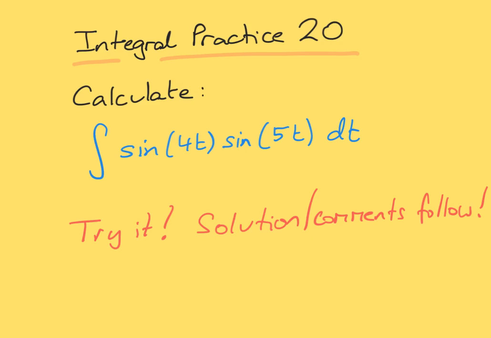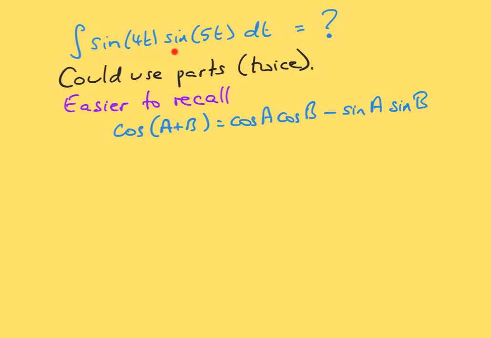Okay, welcome back. Let's look at the answer. So here is our integrand, and it's a product of two sine functions with different arguments, both linear in the variable that we're integrating with respect to, but with different numbers. Now, you could use integration by parts to calculate this integral. You're going to have to use parts twice, and there are going to be a fair number of numbers involved, and I think there's a possibility of making a mistake.